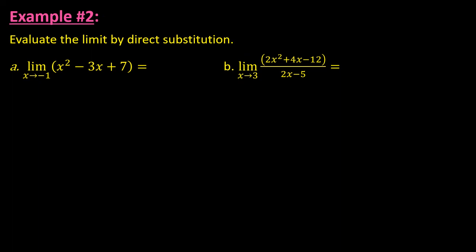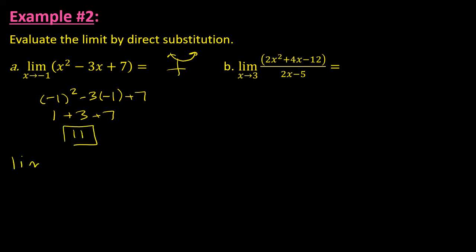All right, two more examples. So when you see your examples, just kind of picture what the graph looks like. So evaluate the limit by direct substitution. This first function is quadratic, so it's a parabola. I don't know if that's the correct graph, but it's a parabola, so it's continuous. So I can really just substitute in -1. So 1, -3 times -1, and in the end I get 11. So the limit as x approaches -1 of x squared minus 3x plus 7 equals 11.